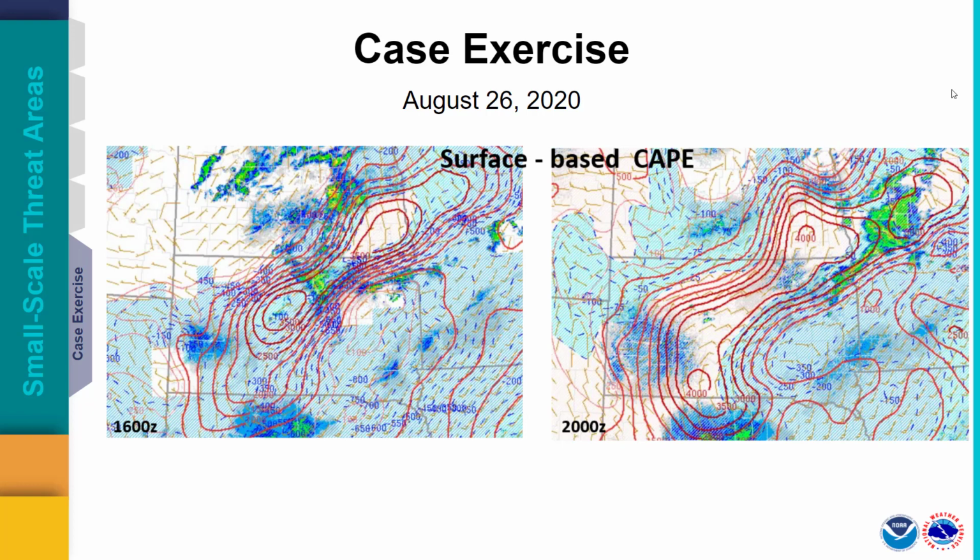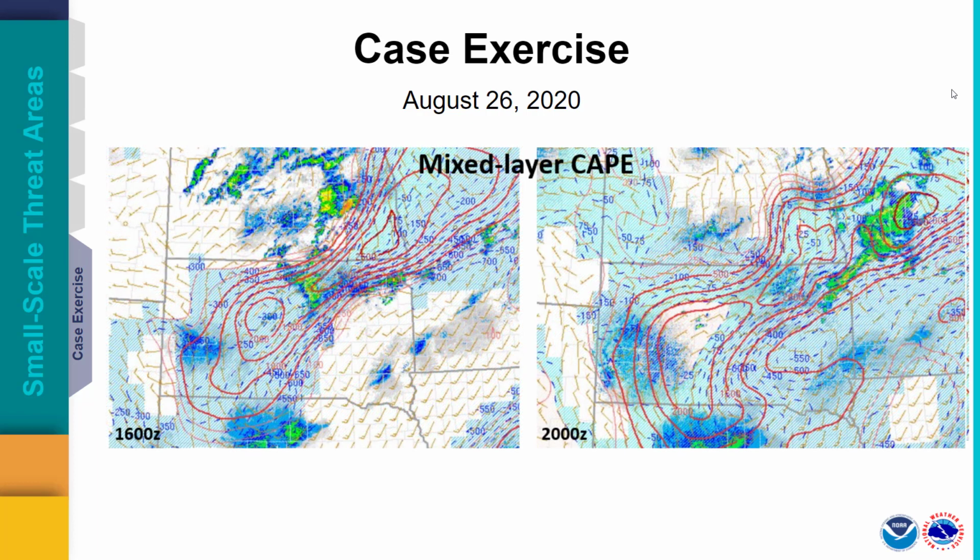Surface-based CAPE at 20Z on the right pinpoints a favorable area of strong instability and weak or minimal cap from southeastern North Dakota to west central South Dakota. However, it might be more appropriate to look at mixed layer CAPE, which narrows this potential to primarily west central South Dakota. This is the area where we saw building cumulus on satellite imagery. What else do you see on these images?